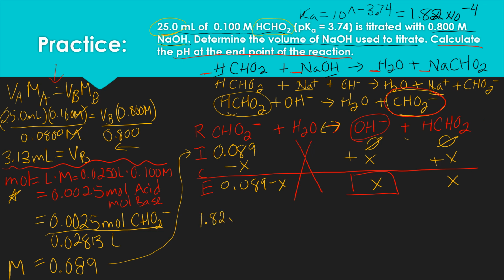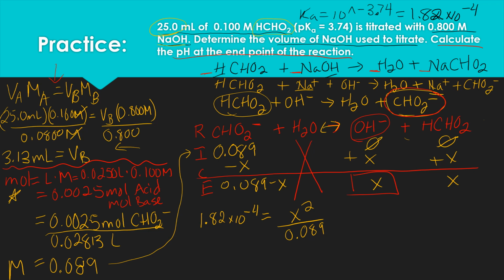So let's go ahead and plug it into the K expression. 1.82 times 10 to the negative 4 equals our products. So we got x and x, which gives us x squared over our reactants. And this is that key part where we get to ignore that x, right? The amount of x is going to be so tiny because of our equilibrium constant that we get to ignore it. So we're just going to round that to 0.089.